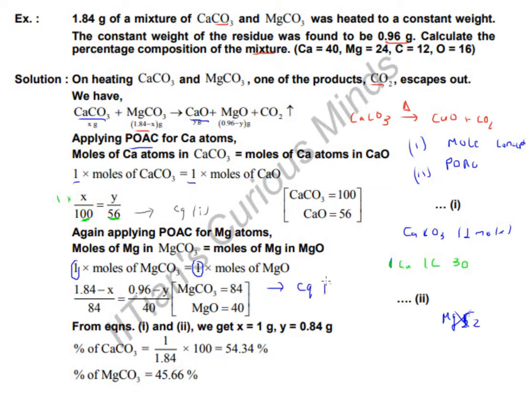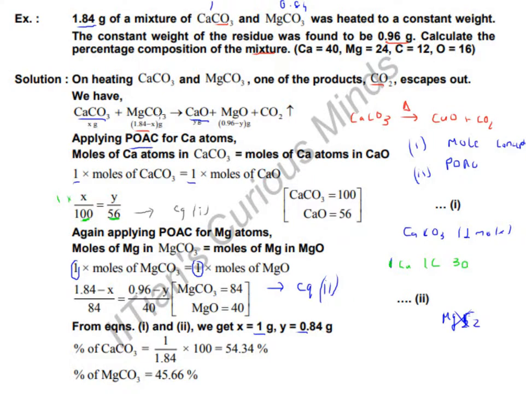On solving both the equations within 2 or 3 minutes, you'll get x as 1 gram and y as 0.84 grams. And this is correct because if you add x and y, it is 1.84 gram, and the mixture is 1.84 gram. So what did we find out? In the 1.84 gram mixture, there is 1 gram of CaCO3 and 0.84 gram of MgCO3. Because we took CaCO3 as x and MgCO3 is 1.84 minus x, which is 1.84 minus 1.